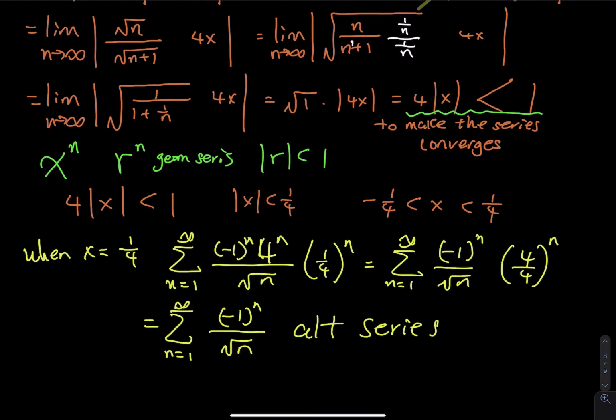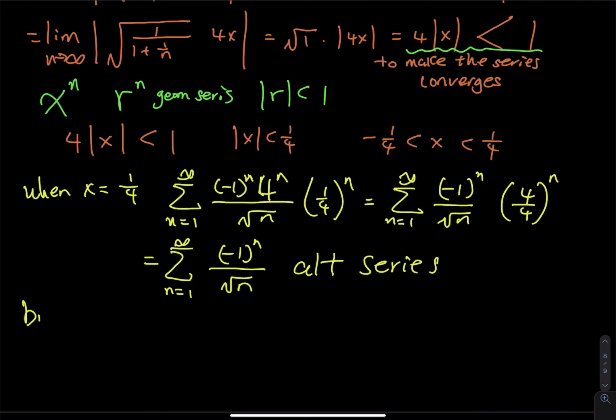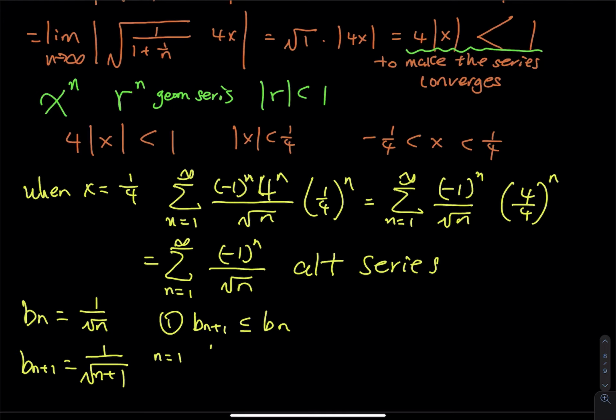And then you have to use the alternating series test. You have a Bn, which is 1 divided by root n, and the Bn plus 1, you change the n to n plus 1, and then you prove those two conditions, they must be true in order to say the series is convergent. So first, we have to show that Bn plus 1 must be less than or equal to Bn. So when n is equal to 1, we have 1 over root 2 that must be less than or equal to 1 over 1. All right, so that is true.